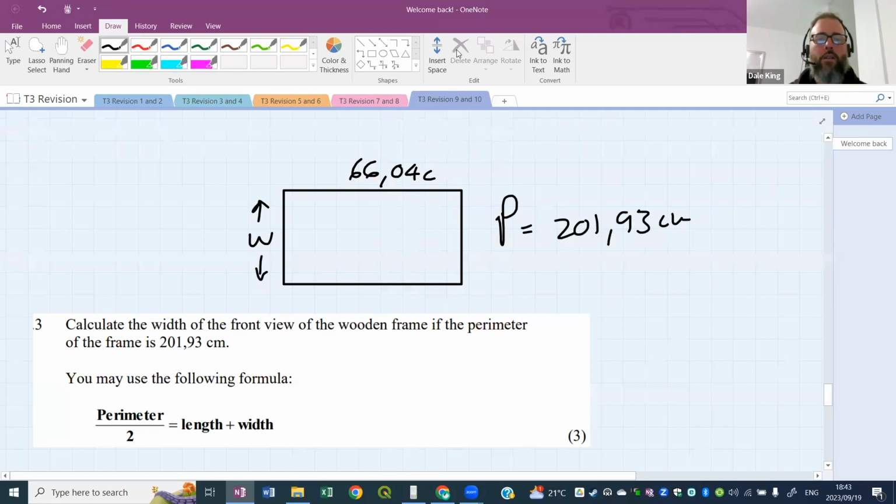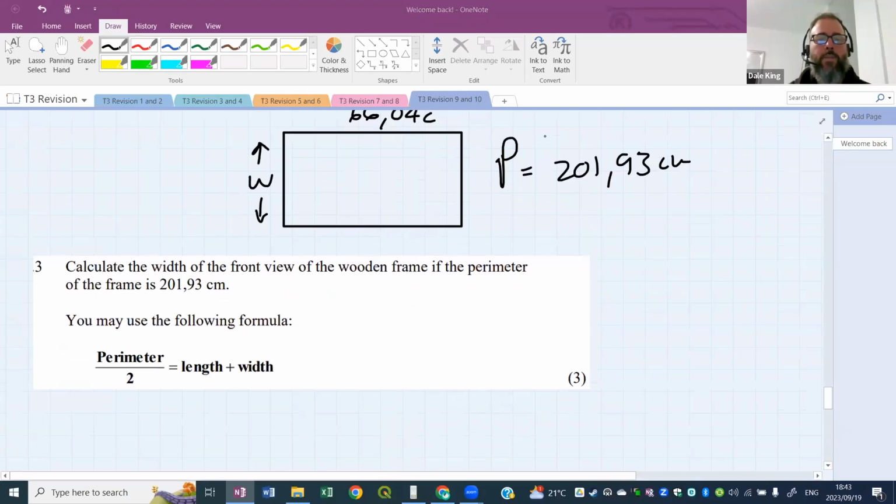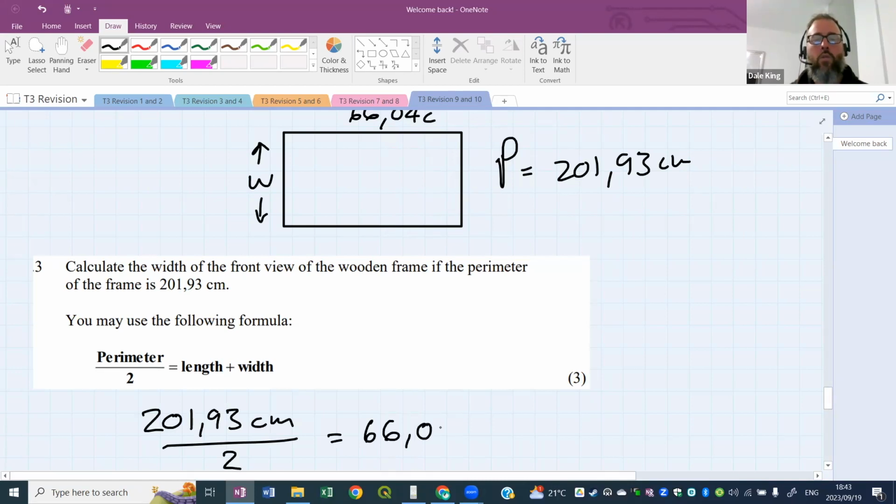Awesome. So we're just going to sub into this formula and see what we can do with it. Perimeter goes in the top of the formula there. So 201.93, they gave us the perimeter. I put it into the formula at perimeter, and I have to divide it by 2. And this is equal to length. I've got a length, it's 66.04 centimeters. And they say plus width. Width is what I'm trying to find.